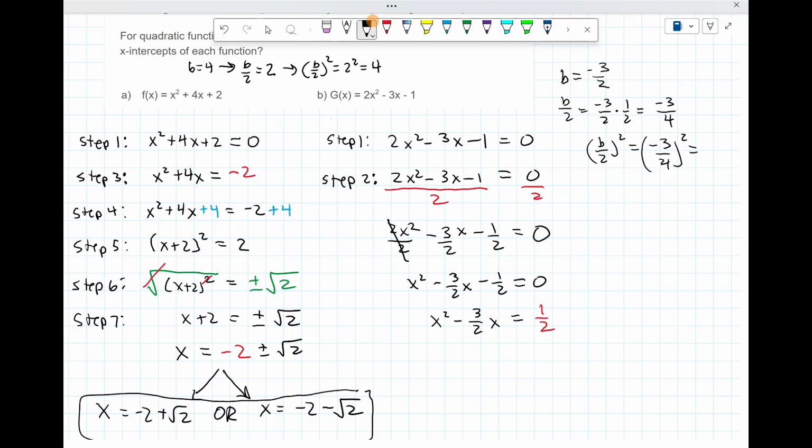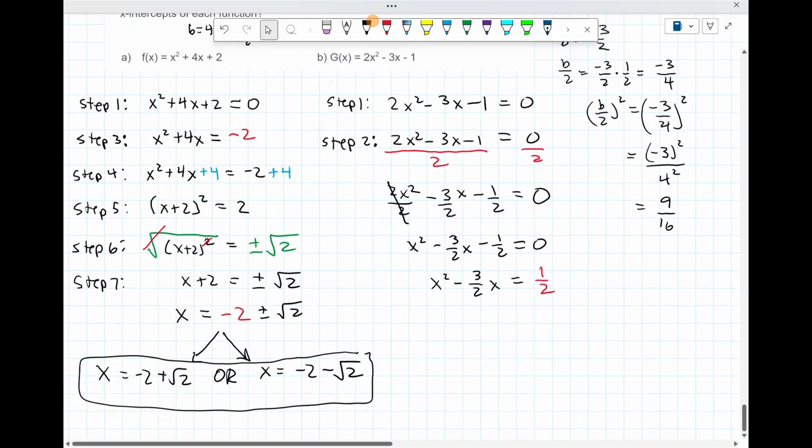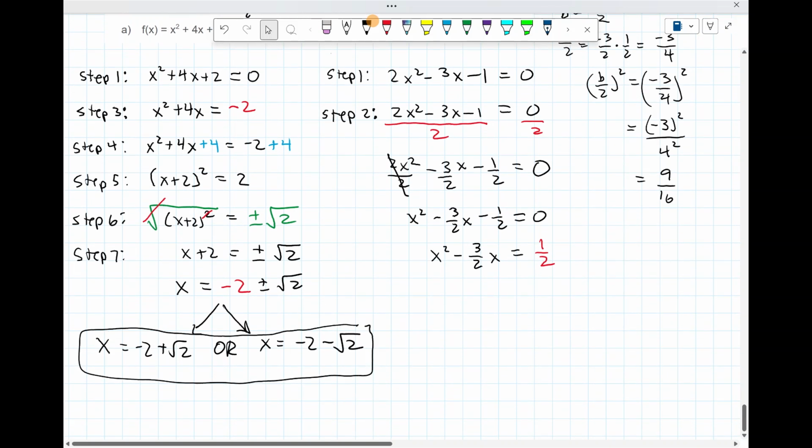Now negative 3 squared is positive 9. Well, you know what, I'll do this a little bit. So I'm going to distribute that square. I end up with positive 9 over 16. So I want to add 9/16 to both sides of this equation.